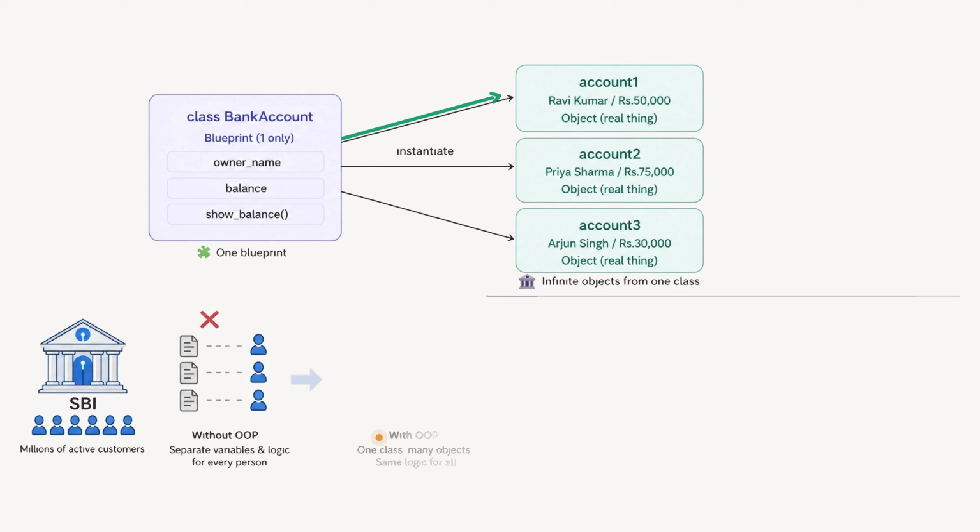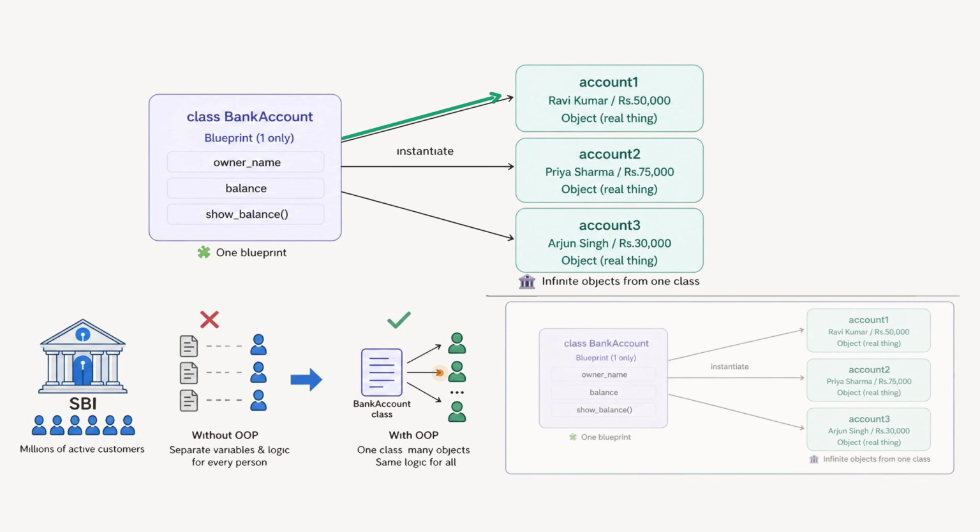But by building the system with OOP, the developer only needs to write one single bank account class. The core logic remains exactly the same for everyone. When a new customer signs up, the software simply creates a new object from that master class. This allows the bank to handle millions of users seamlessly without the developer ever needing to rewrite a single line of code for new individuals.